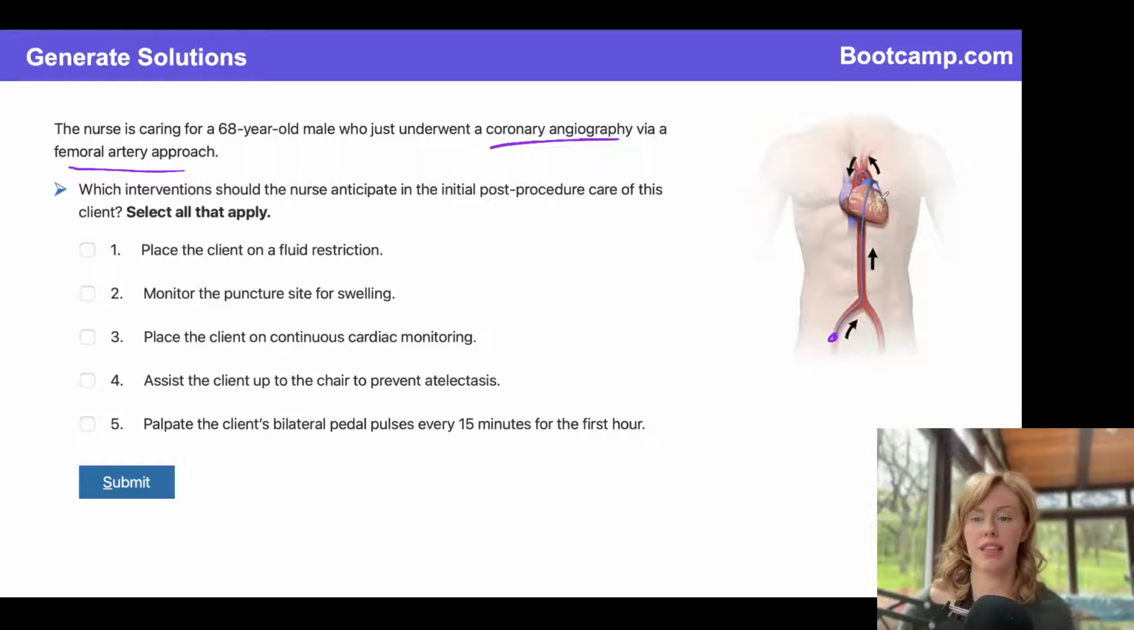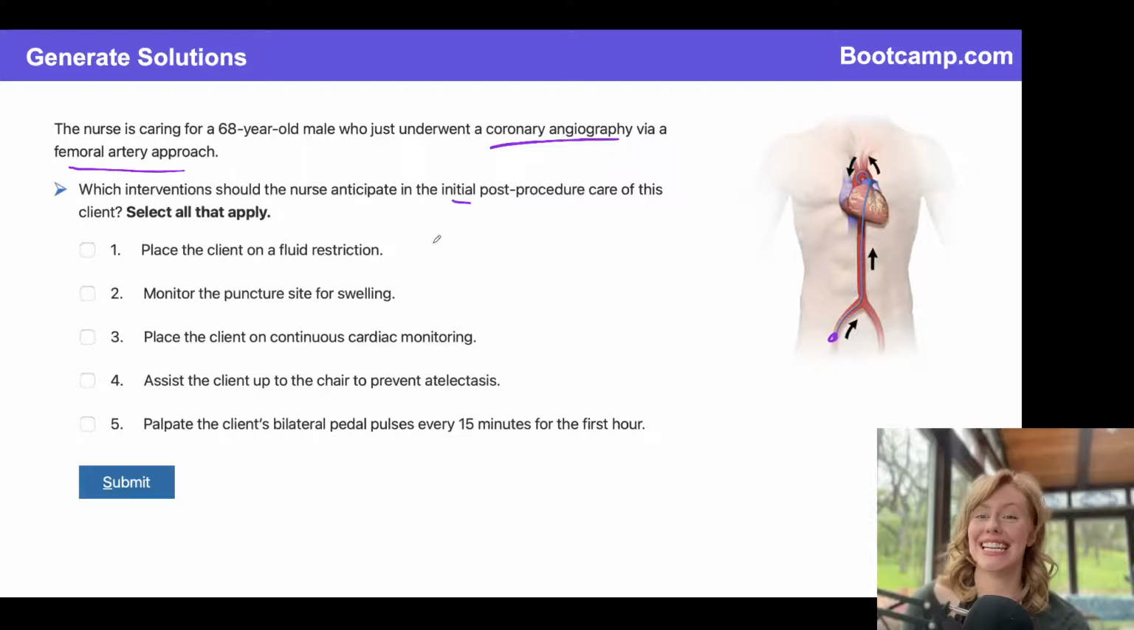All right, so knowing that then, which of these interventions should the nurse anticipate in the initial post-procedure care for this client? Should we put them on a fluid restriction? What do you guys think? So keep in mind here that they just got a lot of IV contrast, and there's one organ in the body that hates IV contrast more than any other organ, and I think you guys know what that is. What organ is that hates IV contrast?